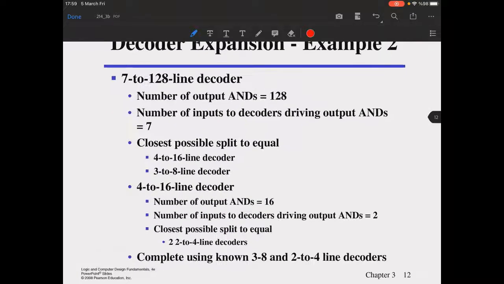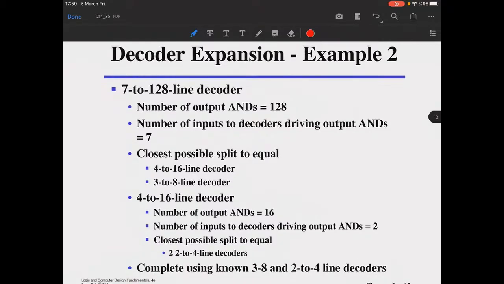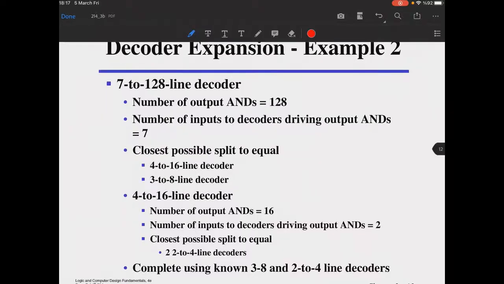For example, suppose that we're trying to do a decoder expansion to a 7 to 128 line decoder. We want to have this structure. Let's try to do this together, okay? The closest possible split is like this. We first have to split the 7 inputs here.